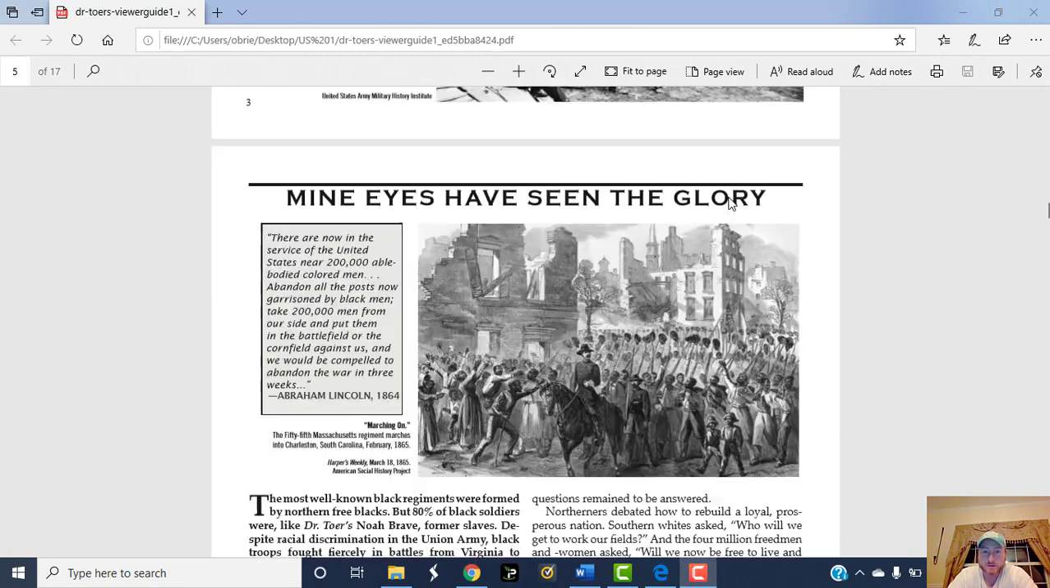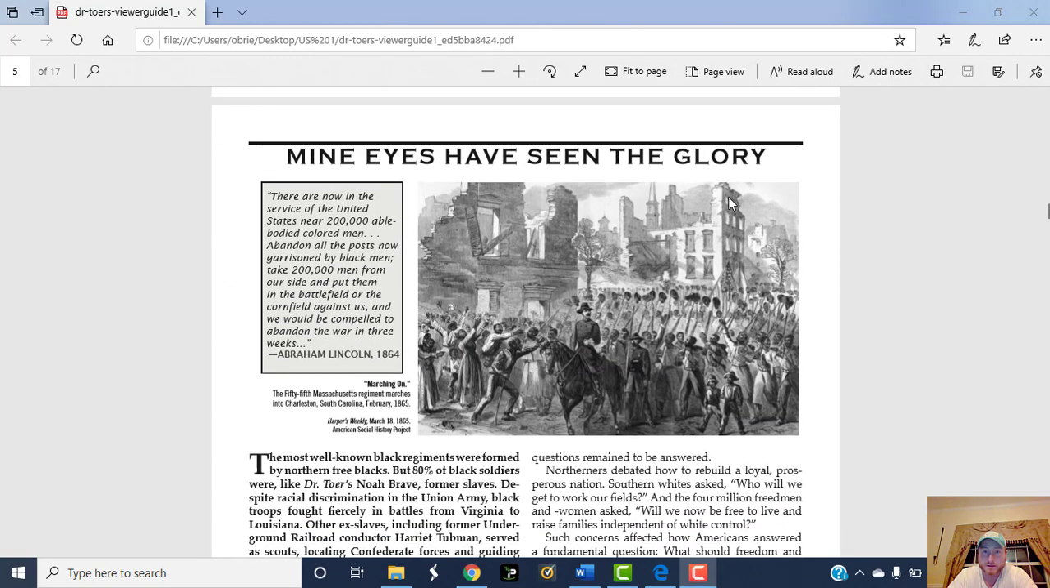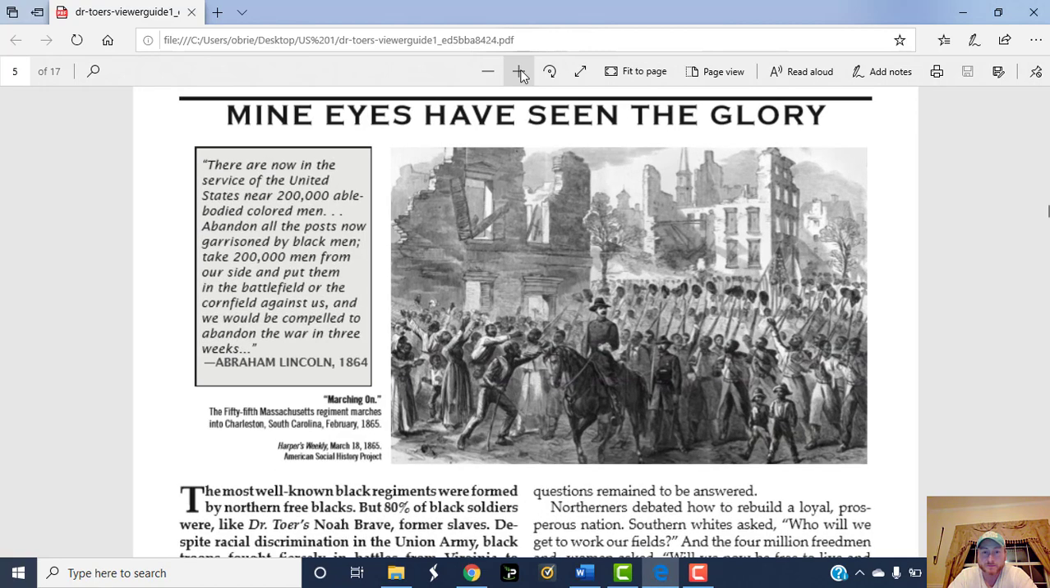All right, next page, page 4. Mine eyes have seen the glory. Let me see if I can make this a little bit bigger.